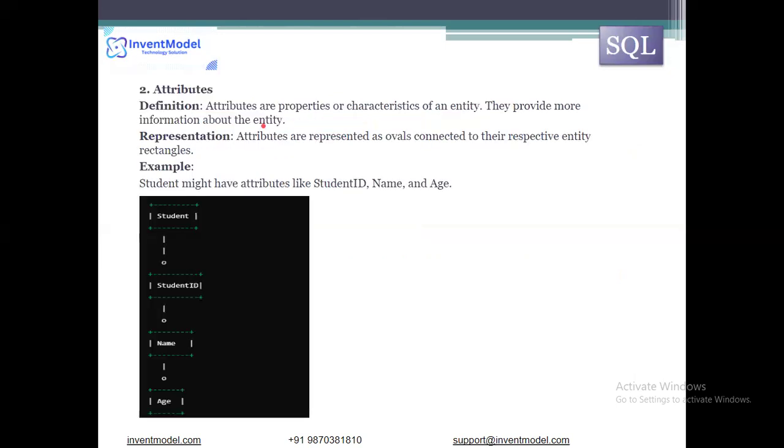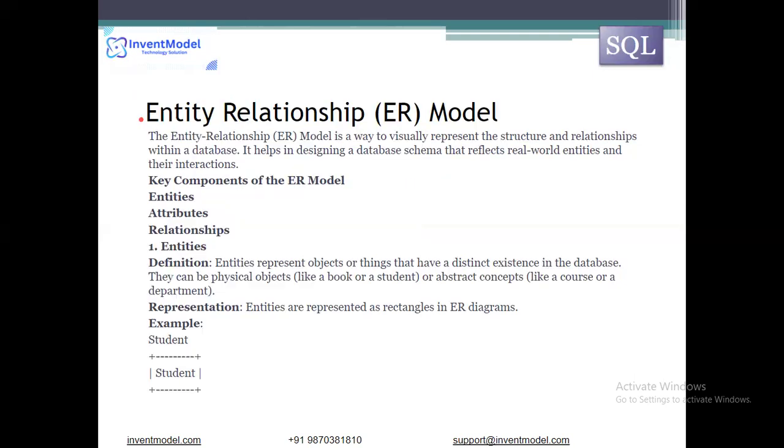So I think all are clear from it. Entity is represented as a rectangle. So this is the entity student, which has all the related information like student ID, student address, student course. Okay, so this is the entity.